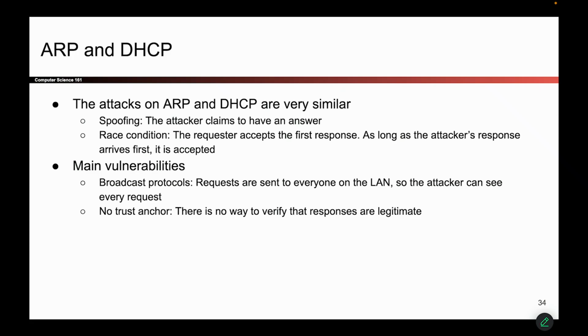DHCP is the first thing you do when you join, and at that point, when you first move into your apartment or you first join the network, there is no way for you to know who to trust, so it's hard to verify that these responses are legitimate. So in real life, these are attacks that don't really have very robust defenses, and the way that we'll defend against them is rely on some higher layer protocols that are coming later. So stay tuned for that.